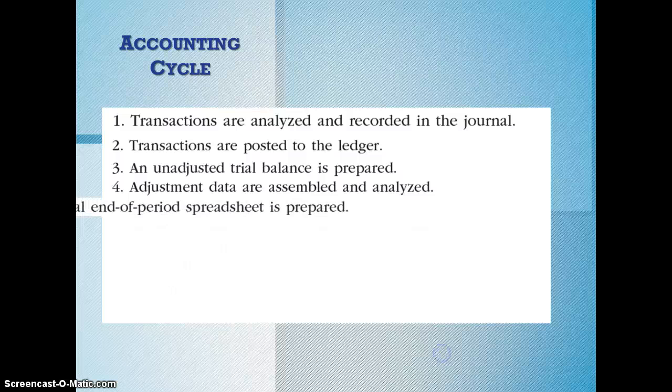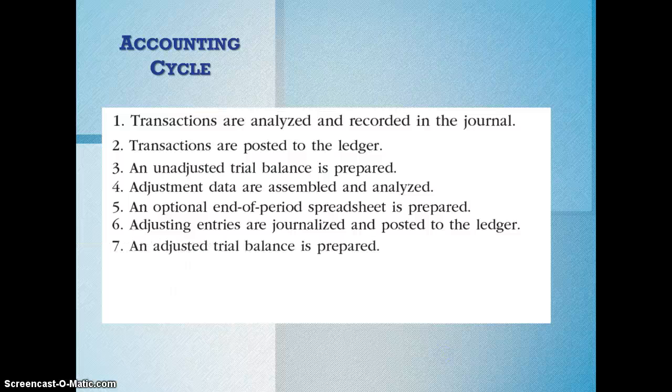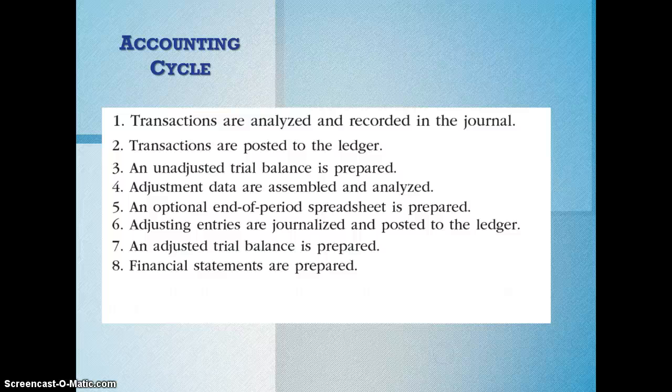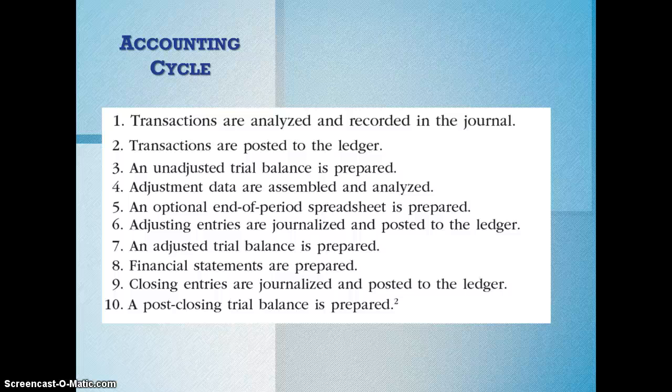This was Chapter 3. An optional end-of-period worksheet is prepared. This was introduced in this chapter. We have adjusting entries are journalized and posted to the ledger. That was Chapter 3. An adjusted trial balance is prepared. That was Chapter 3. And then finally, financial statements are prepared. Chapter 4. Closing entries are journalized and posted to the ledger. Chapter 4. And 10, a post-closing trial balance is prepared. That was Chapter 4 as well.